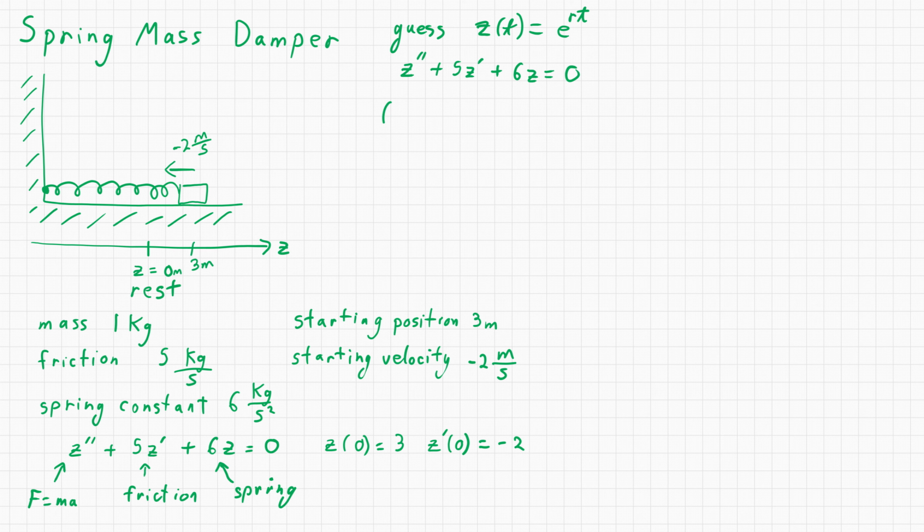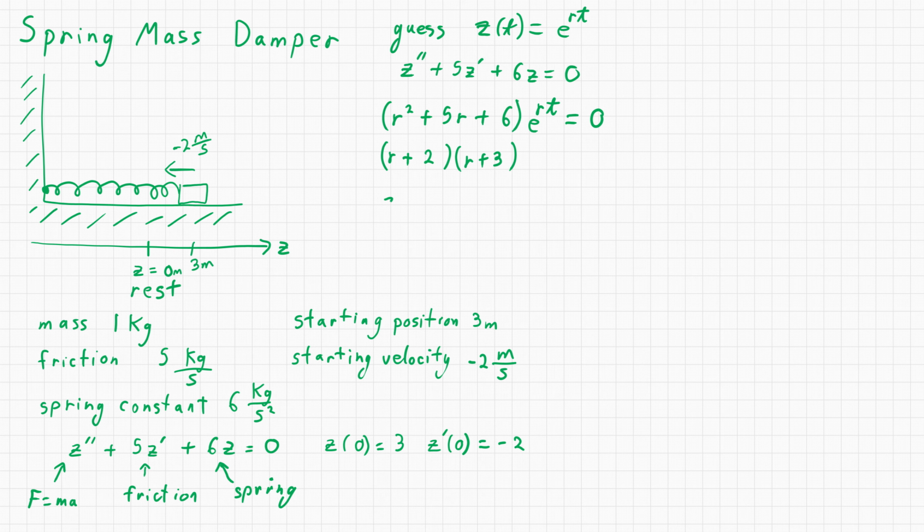Well, that'll turn into r squared plus 5r plus 6 times e to the rt equals 0. And then we have to factor this to find our individual solutions, z1 and z2. Well, that one factors into r plus 2 and r plus 3. It looks right. So 2 times 3, that's 6. And then with the inner outer, we have 2 times r plus r times 3 equals the 5r, and then we get the r squared.